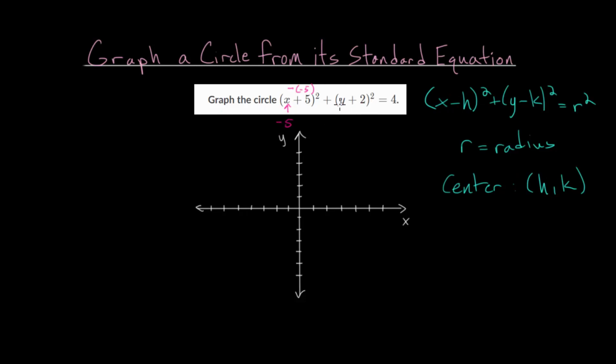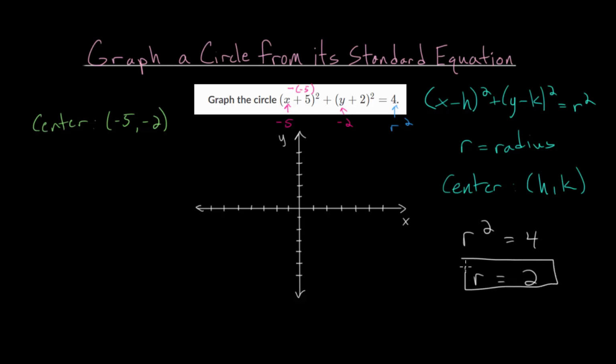And we can apply the same idea for the y value. You can see that if you plug in -2, this expression here is equal to 0. So from this, we can determine the center to be at (-5, -2). And this side of the standard equation is equal to the radius squared. So this right here is the radius squared, which of course we can solve for. So we have that r squared is 4, and taking a square root of each side, we can see that the radius is 2. So we know our center and we know the radius.